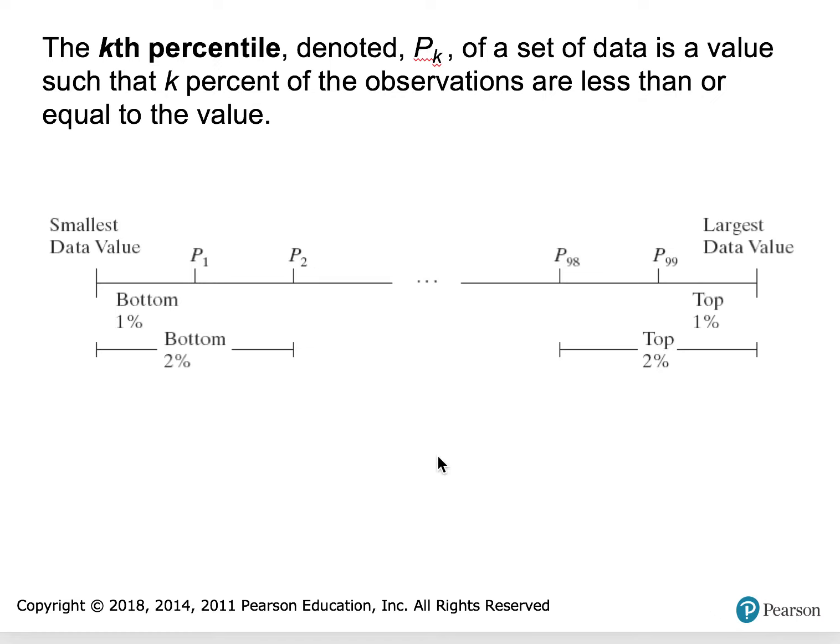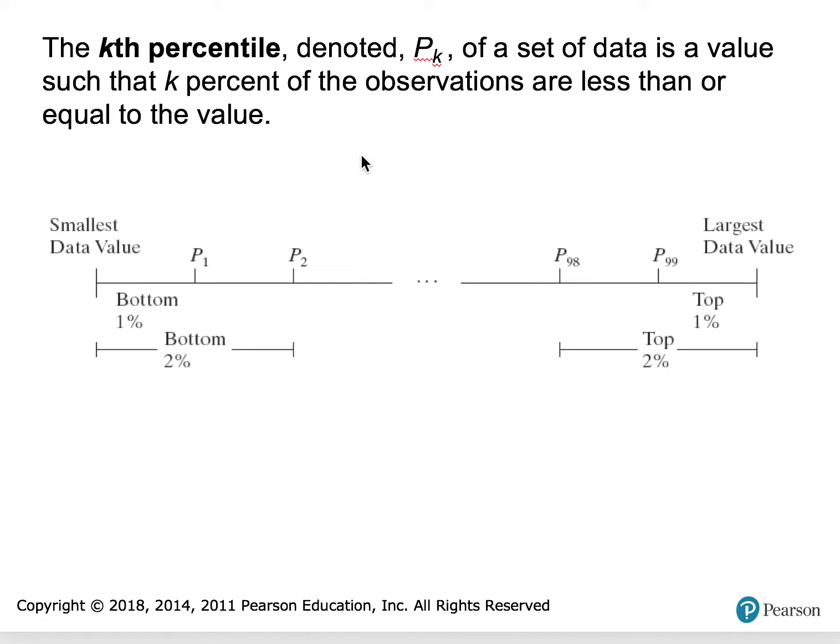Okay, percentiles. Recall that the median divides the lower 50% of a set of data from the upper 50%. So the median is really a special case of a general idea called the percentile. The kth percentile, denoted P sub k, of a set of data is a value such that k% of the observations are less than or equal to the value.